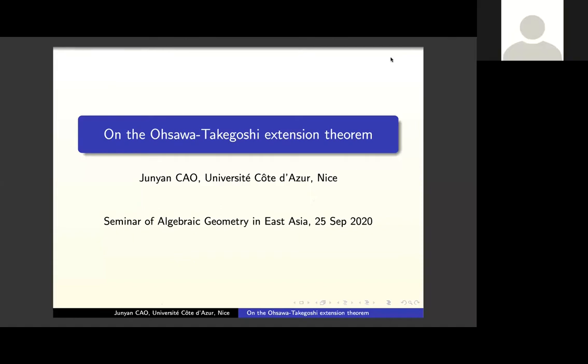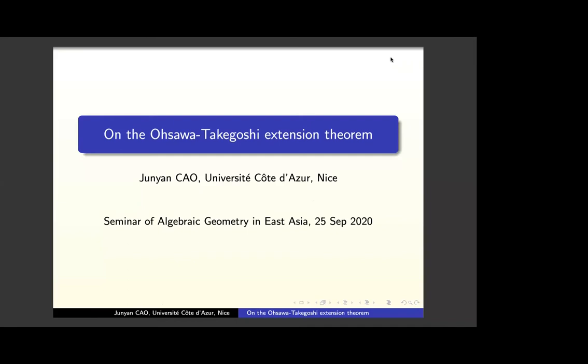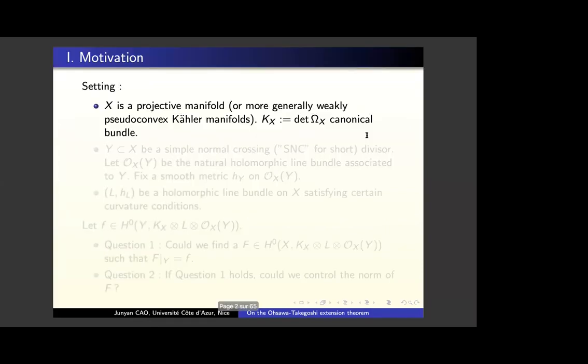Today I would like to talk about joint work with Mihai Pan on the Ohsawa-Takegoshi extension theorem in the case when the subvariety is singular. To begin with, I would like to first explain a little bit of the motivation of our work.